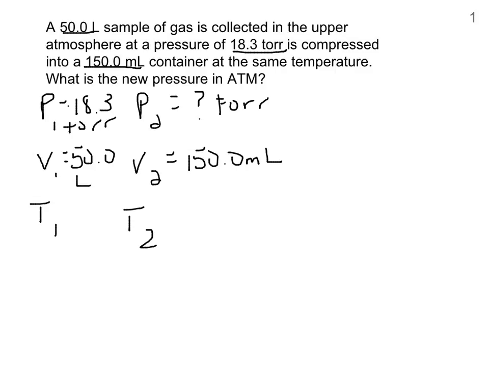It says that it's at the same temperature, so it'll be the same on both sides, so I'm just going to mark that out. The first thing we need to do is check our units. First thing you notice is that we have one volume in liters and another in milliliters, so they need to be in the same units. So we're going to convert milliliters into liters. There are 1,000 milliliters in 1 liter, so we move our decimal back 3 spots.